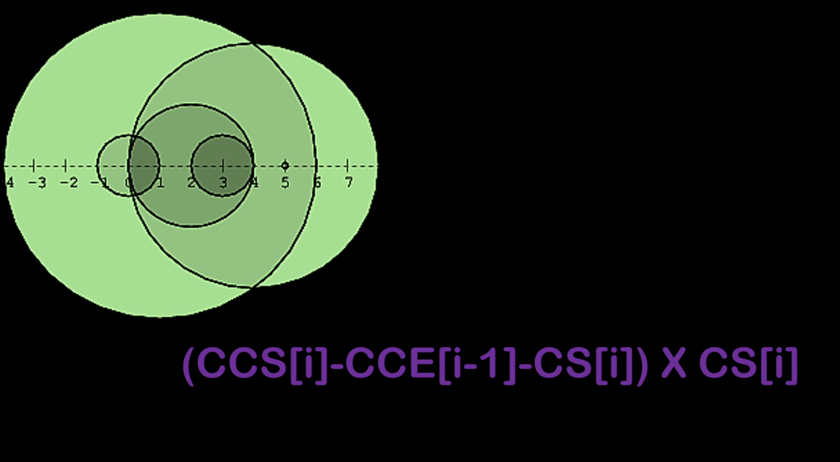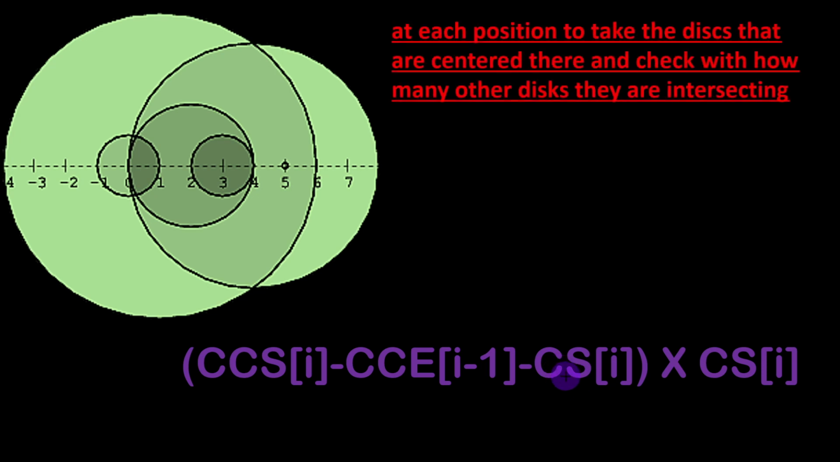And we're going to remove from this value the number of disks that are centered at this particular position. Because the idea is that at each position, we're going to take the disks that are centered there and check with how many other disks they are intersecting. So this value here between parentheses is equivalent to the number of disks covering the position I, except those that are centered at position I. So we're going to multiply this value by the number of disks centered at this position I, and we're going to include these values into a sum while reading the array elements.